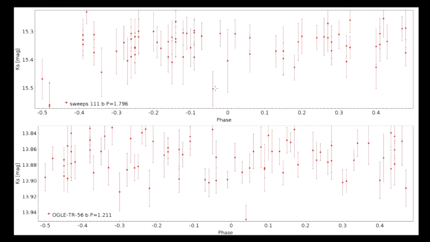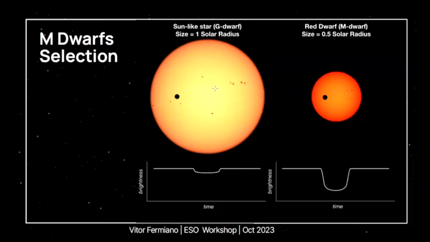Okay, but this was just a challenge. It was not a no. This was a challenge, and we accept the challenge and begin our search on the three tiles from the inner bulge: the 307, 293, and 394. We limit our search to M dwarfs, so we can have a bigger depth on the transit.